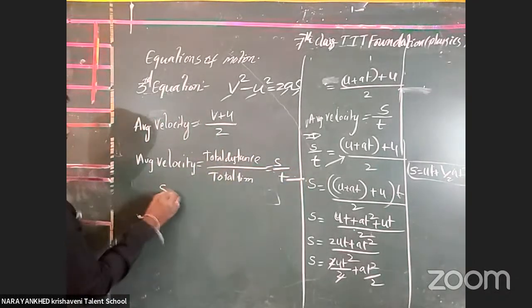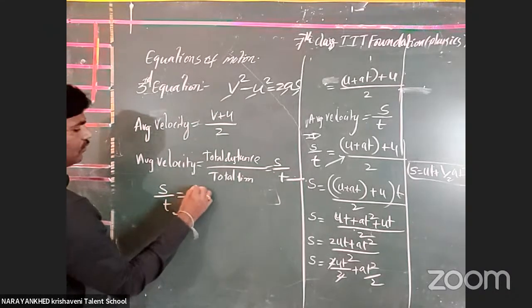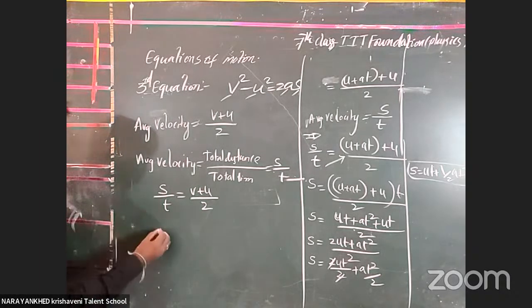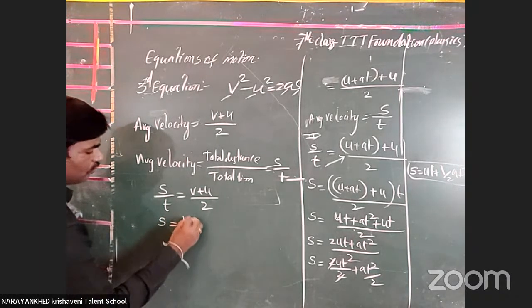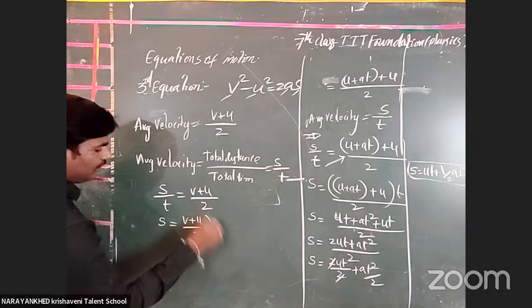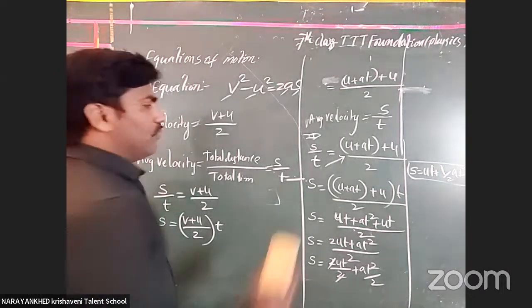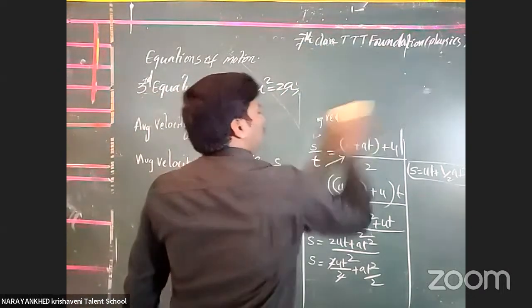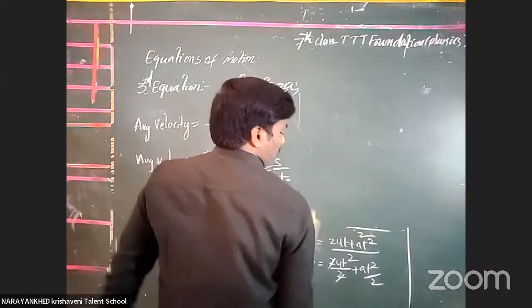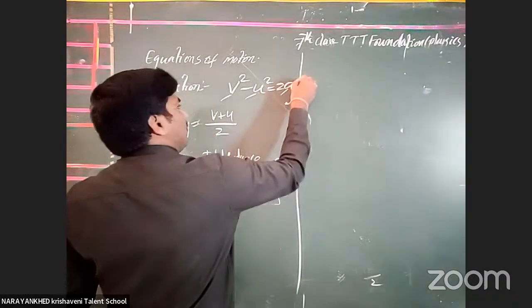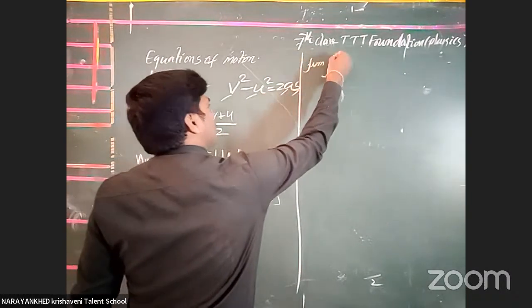Here, from these two equations, what do we have to write? S by T is equal to V plus U by 2. Got it or not? Now it is also written as S is equal to V plus U by 2 into T. Written or not? Yeah, it is possible to write. Now next, what formula do we have from the first equation of motion? V is equal to U plus AT.